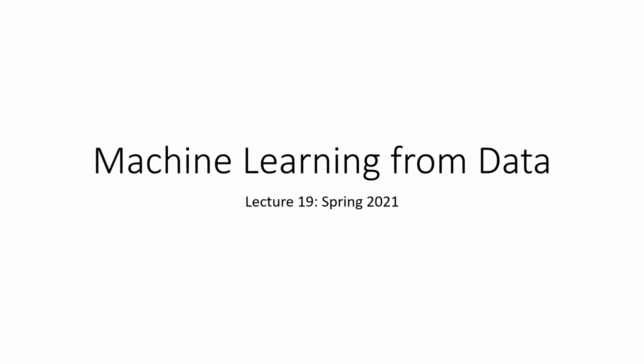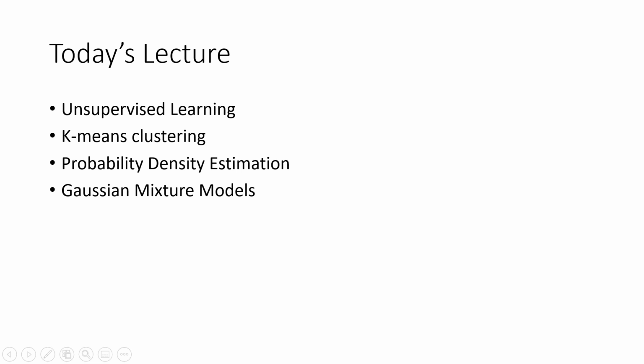This is machine learning from data, and in this video, in fact, in this entire lecture, we'll talk about something that's known as unsupervised learning. Of course, we've talked a little bit about it in some of the earlier lectures, but today we are going to take a better look at the important aspects of unsupervised learning. Specifically, we will talk about k-means clustering, probability density estimation, and Gaussian mixture models.